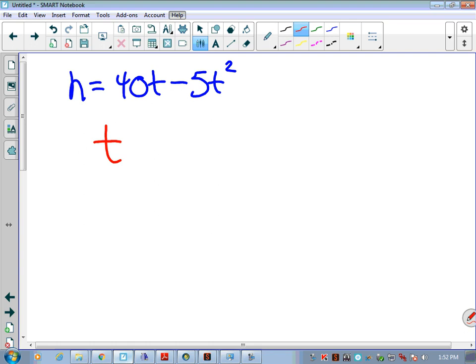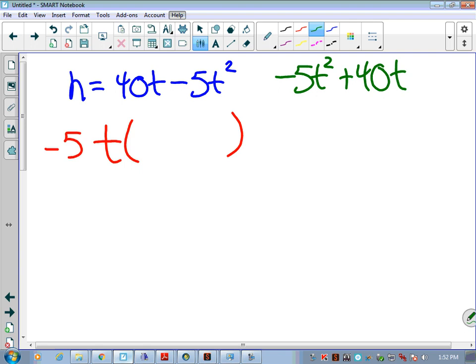Our natural tendency is to make it 5, right? Because we like positive numbers. But we want to take out negatives when we can. So we can take out a negative 5t and still leave something inside. If it helps, you might want to rewrite this as negative 5t squared plus 40t, because that's the standard form of how that should look, correct?